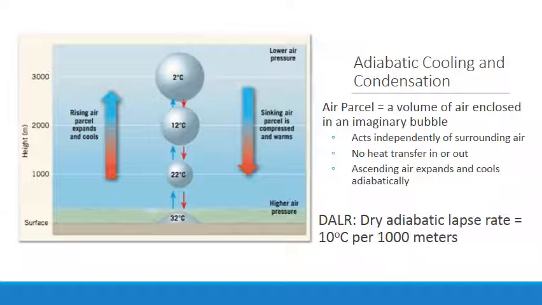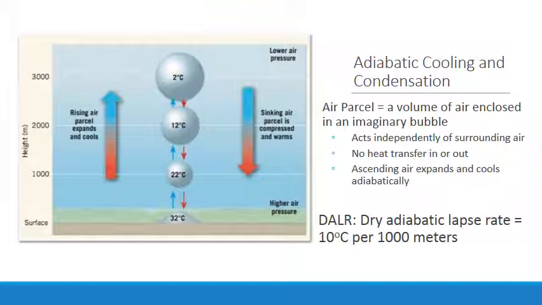As a result of passing through those different layers of pressure, the air, as it ascends in this parcel, expands. And because it expands, the volume increases. There's cooling going on. That is adiabatic cooling. So it's not trading or exchanging any temperature with the environment around it. It's adiabatic cooling.